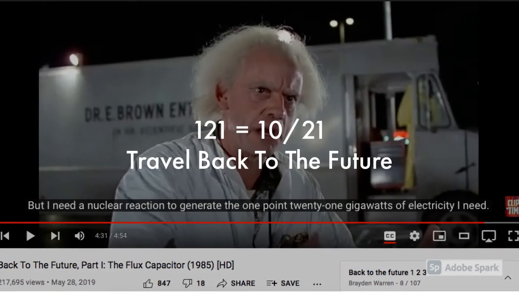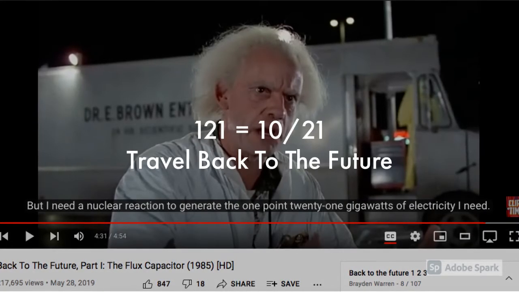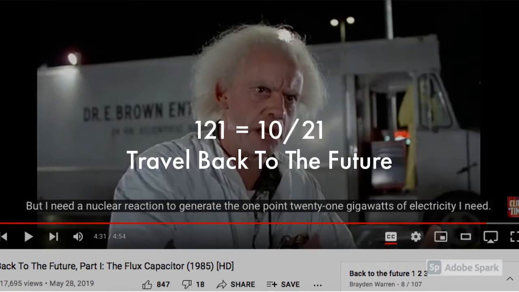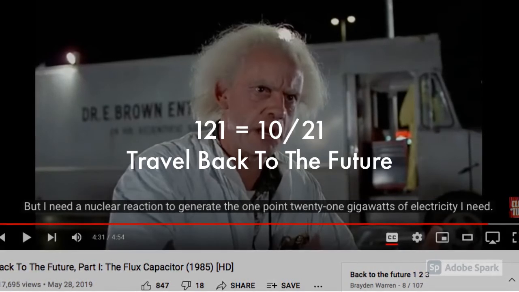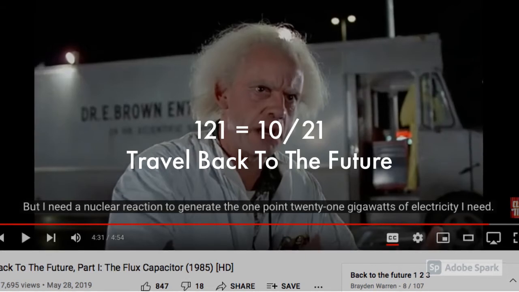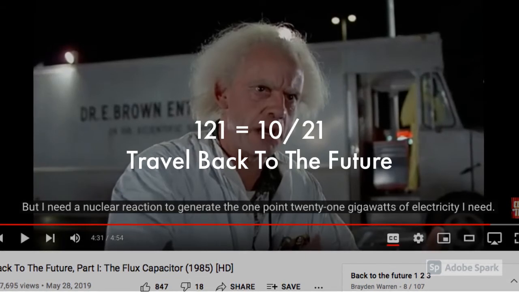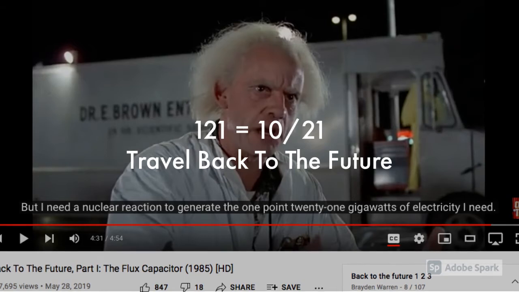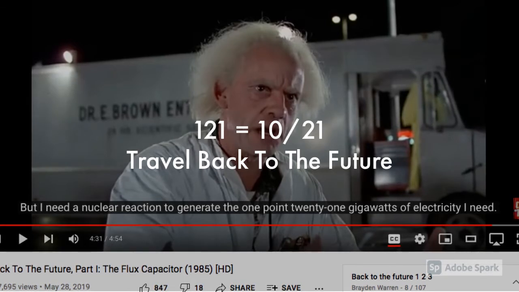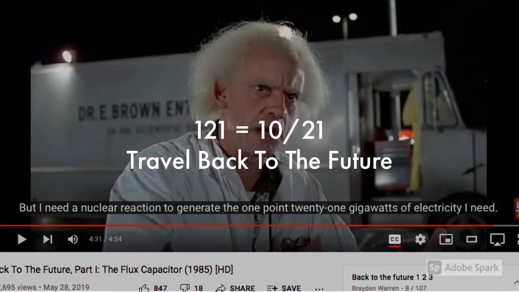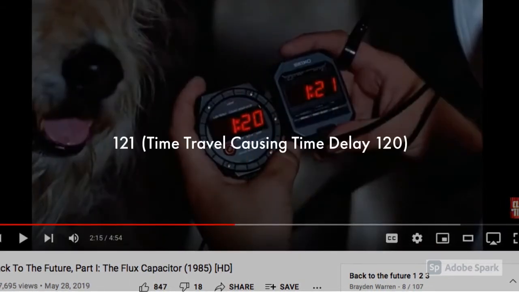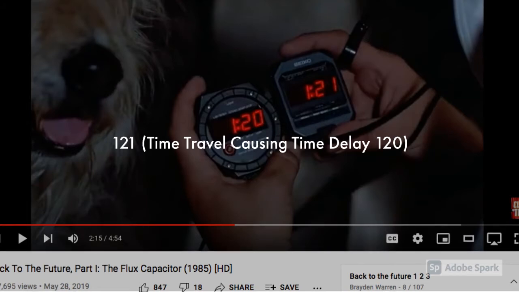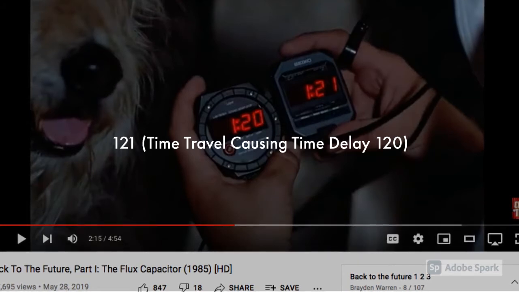Okay, go back to the Future. If you watch Back to the Future Part 1 again online, Dr. Brown mentioned that 1.21 gigawatts of electricity that he needs to time travel, so 121. So this scene is about Dr. Brown. He set the time 121.